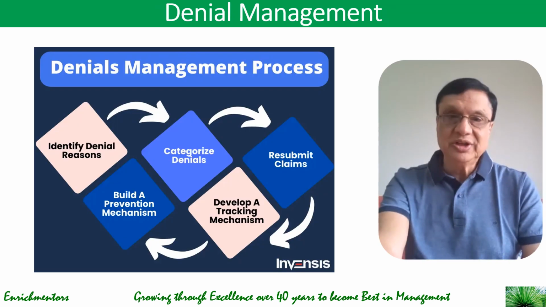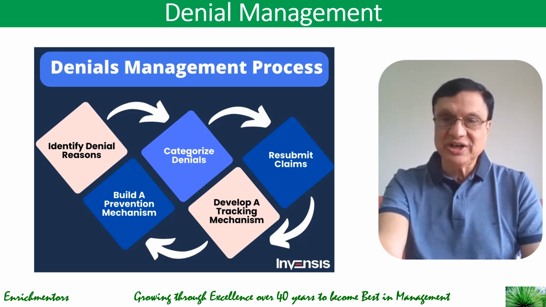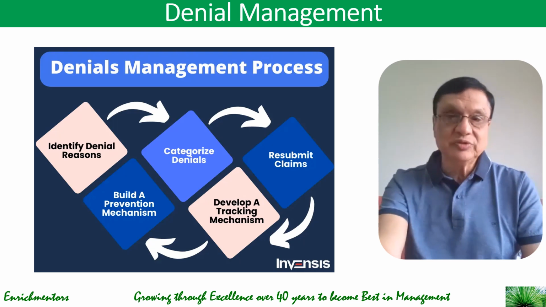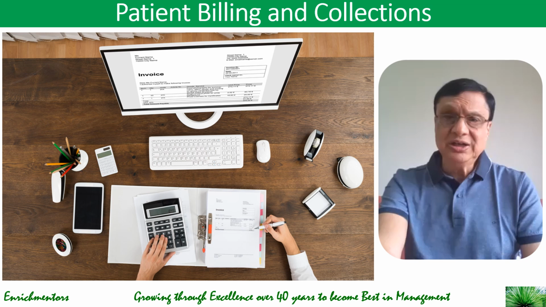Then there is a certain delta that has not been addressed. That is called denial. So then you need to address the claims that were denied or rejected by the insurance fully or partly, and you figure out the reasons and then you resubmit them with the corrections. So that's denial management.